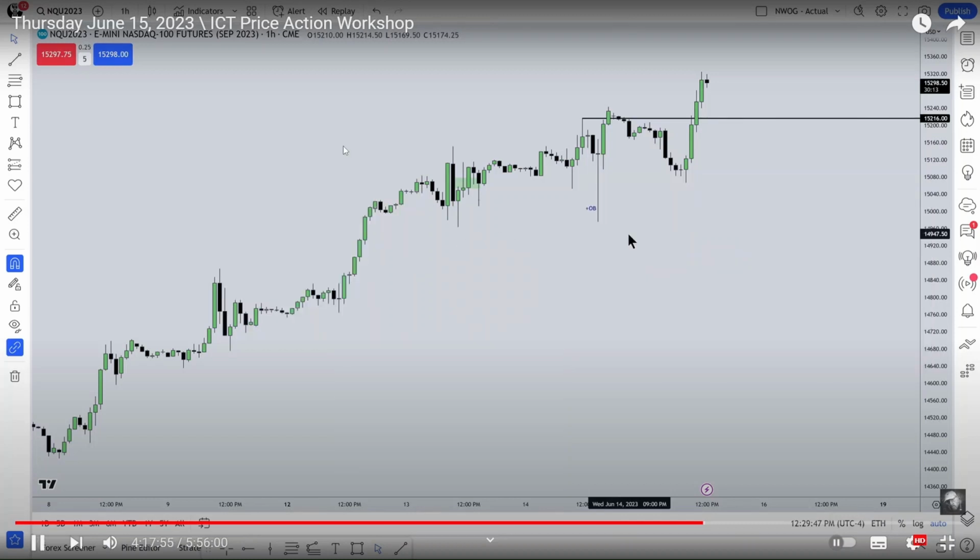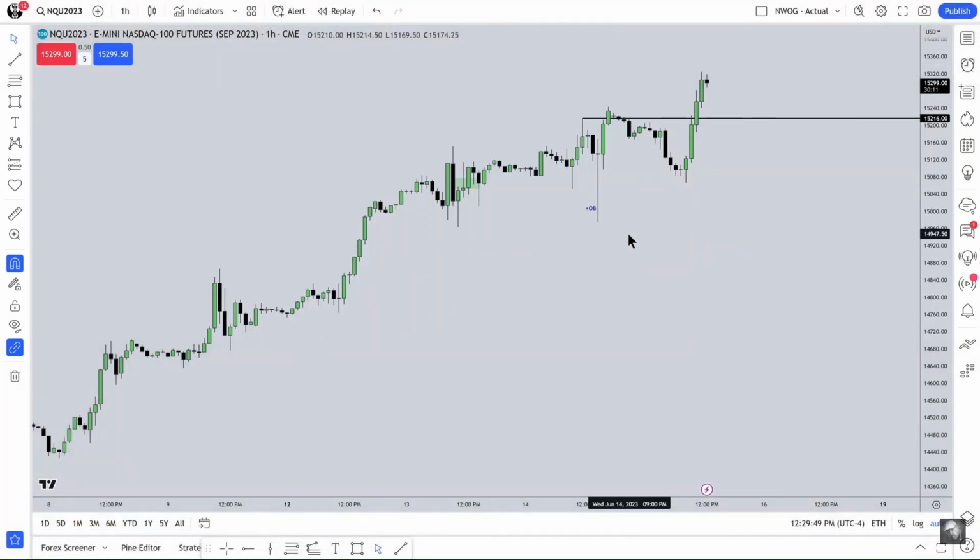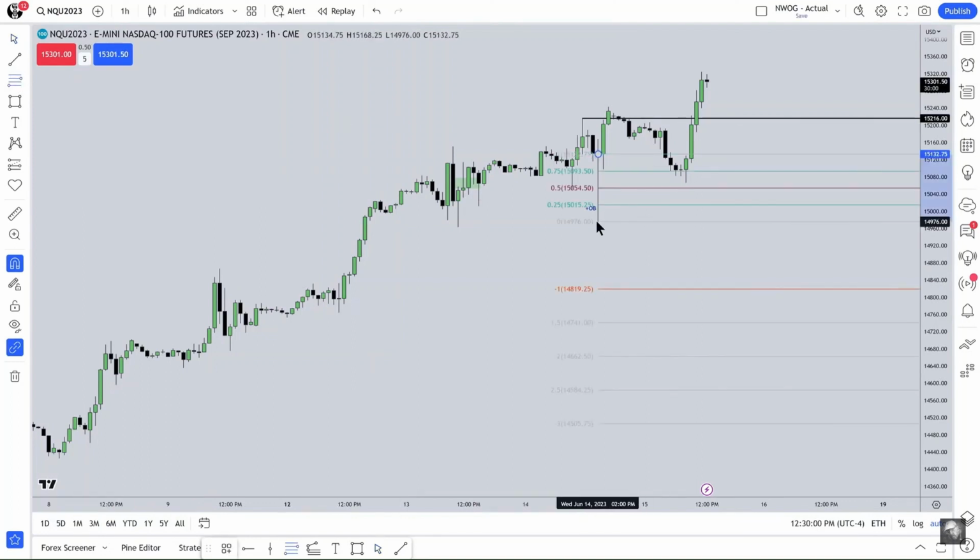NASDAQ hourly chart. And where are we at here? 8 a.m. So we have this big wick here on the hourly chart. Trying to figure out what this is here. I'll bring it back up in a second. Body to low, and I have the gradients in here.